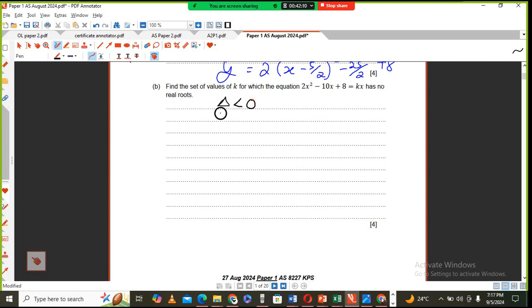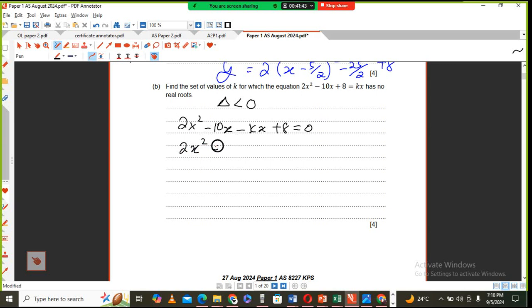No real roots means the discriminant will be equal to 0. So basically, you have to rewrite this in the form ax squared plus bx plus c. You can let it equal to 0 so that you can identify. Here is where some of you made the mistake. There's minus 10 minus k. I'm not going to take out the minus because you can get confused.